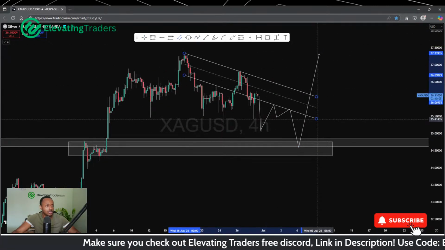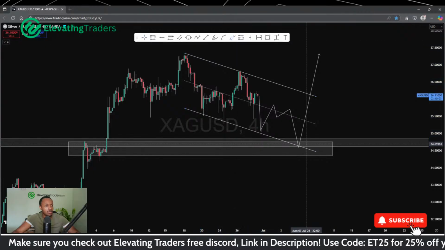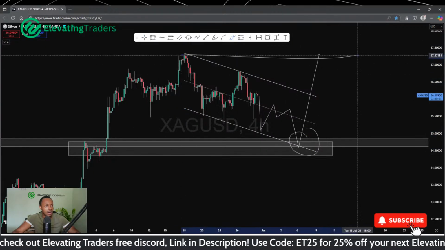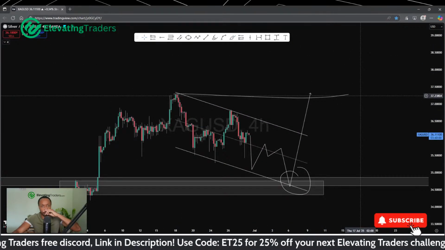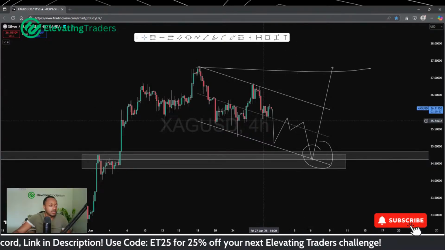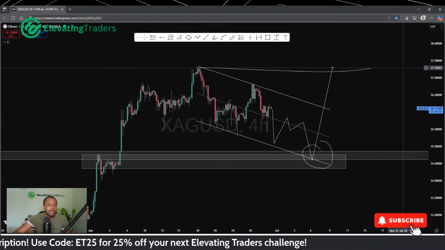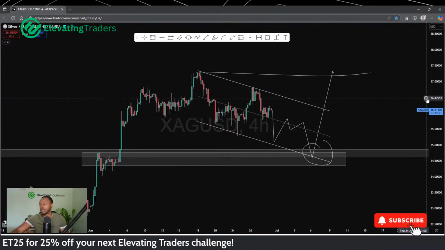Somewhat of a bearish channel here. Take some longs, targets back to the high, and so on and so forth. I think we can go a lot further, but for now we just target the high there at 37,290.